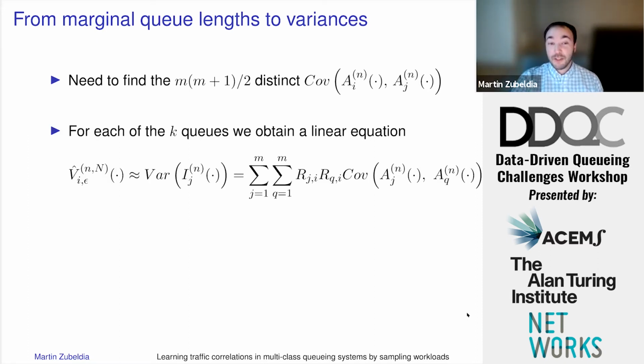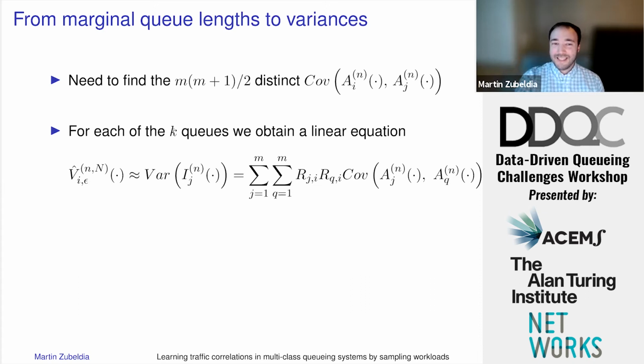And in fact, for each one of the Qs, we can use these estimators to obtain a linear equation, which is approximately equal to the variance of the input process. And the variance of the input process is nothing more than some linear combination of the covariances that we want to find. These linear combinations are with the routing matrix R, which we actually know. So we need to solve this linear system of equations to find all the covariances for different indices, from 1 through m.